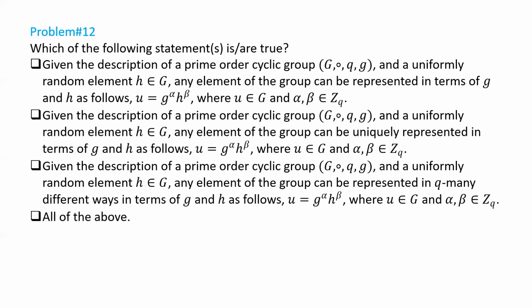The second statement is almost the same. Apart from that, it says that any element of the group can be uniquely represented in terms of G and H as follows: U equal to G to the power alpha, H to the power beta. The first statement just says that any element of the group can be represented in this form. The second statement says that any element can be uniquely represented in this form. And the third statement says that any element of the group can be represented in Q many different ways in this same form. Which of the statements are true? You can answer.